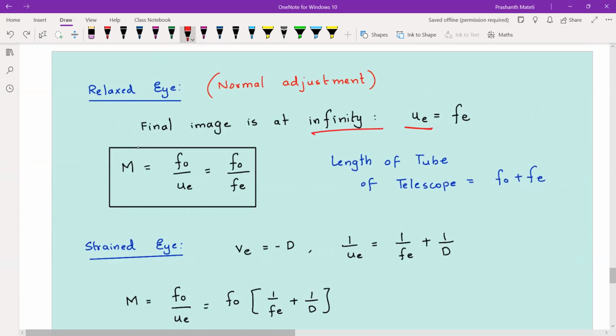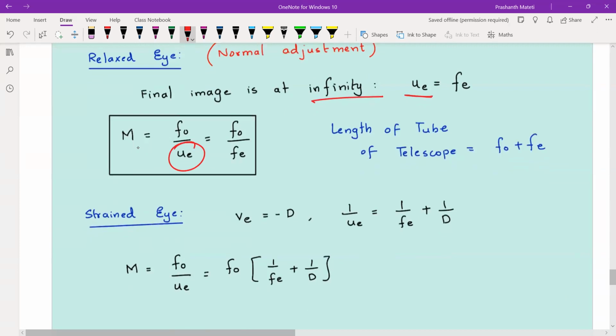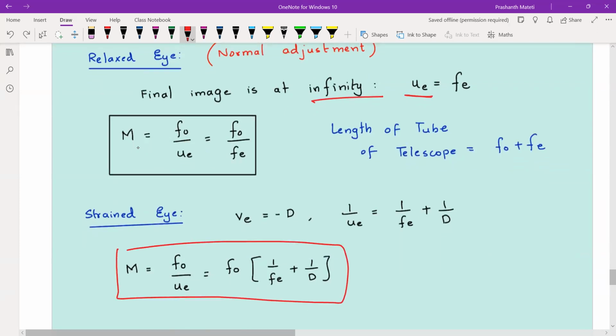For an astronomical telescope, the magnification is FO by UE as a general formula, and for a relaxed eye, the magnification comes out to be FO by FE, and the length is FO plus FE. Now again, for a strained eye, where should the final image be formed? At the near point. If the image distance is minus D, then how do we get the object distance? 1 by u is equal to, when you send this to this side, this is what comes out. When you substitute in place of 1 by u, this is the magnification of the astronomical telescope.